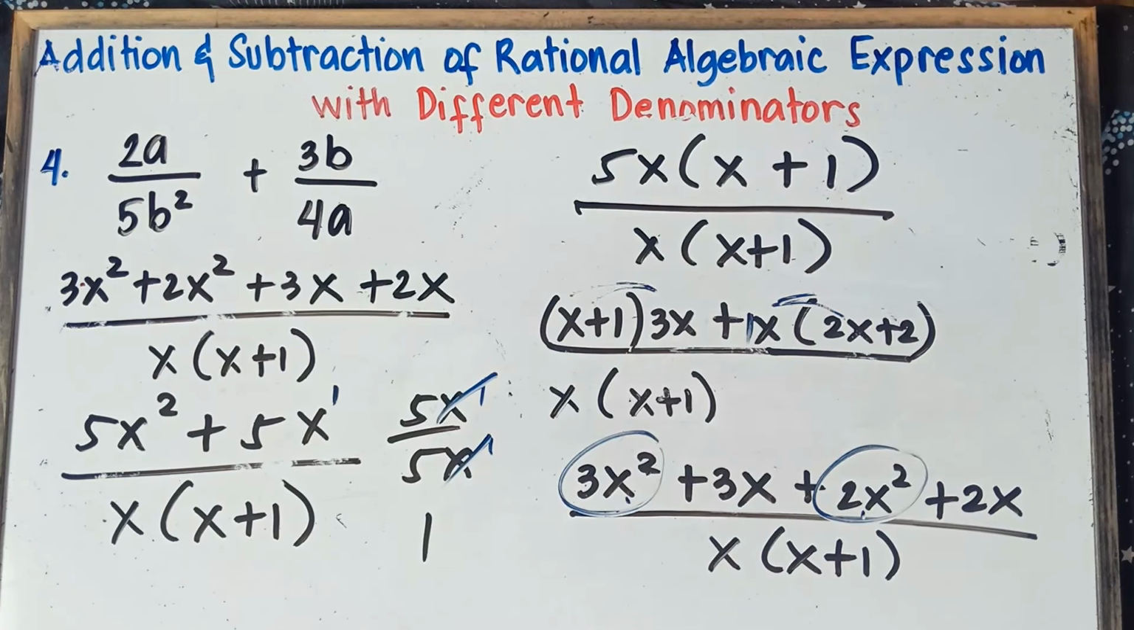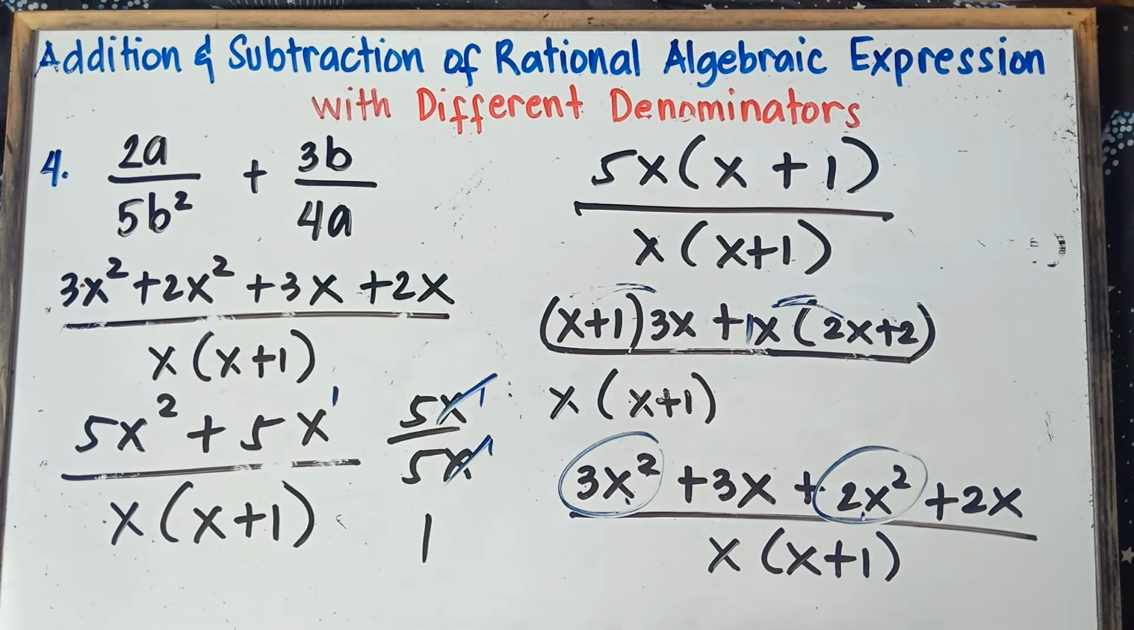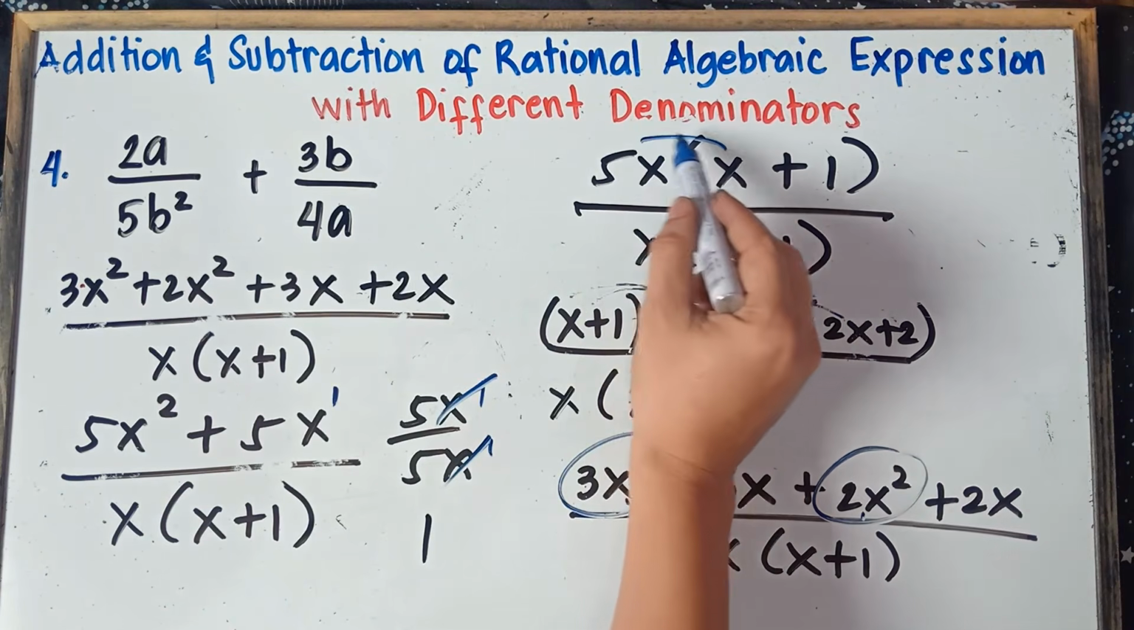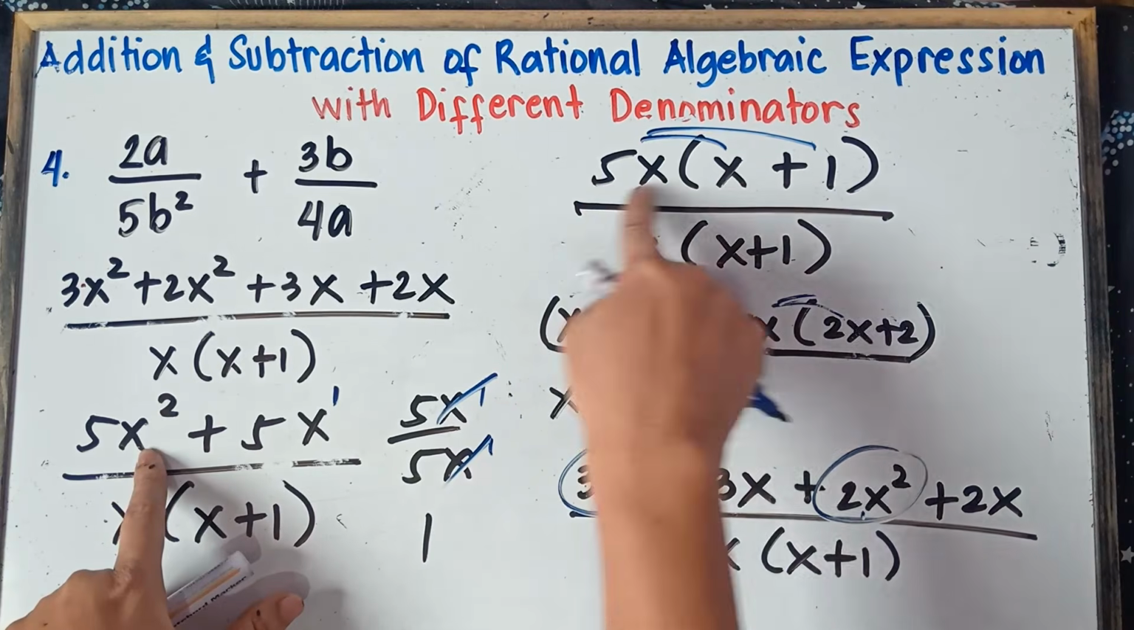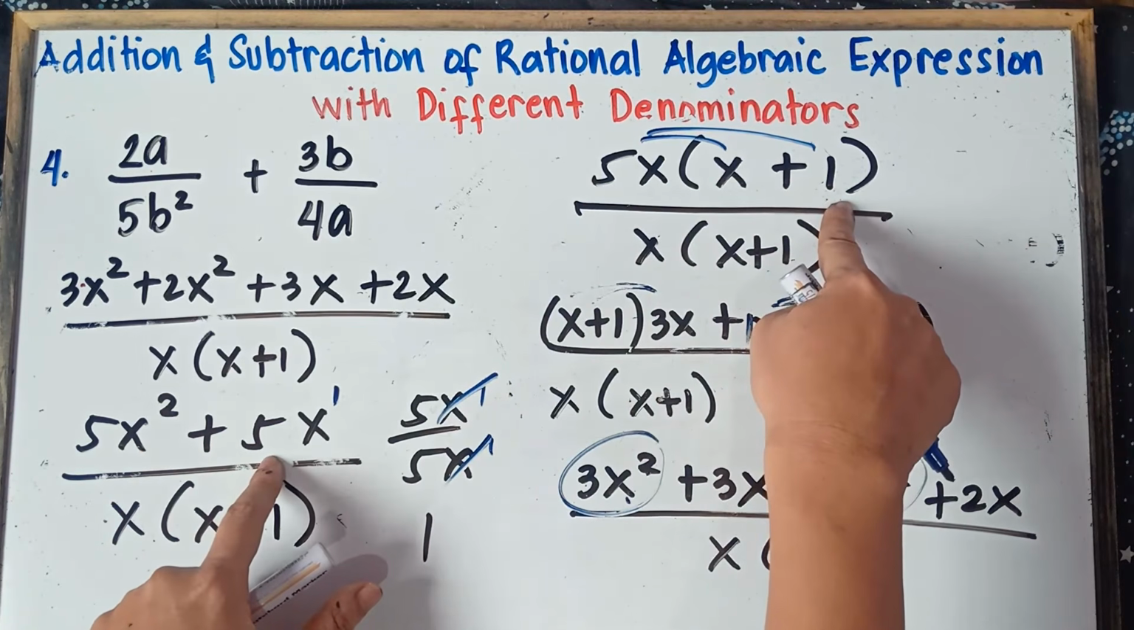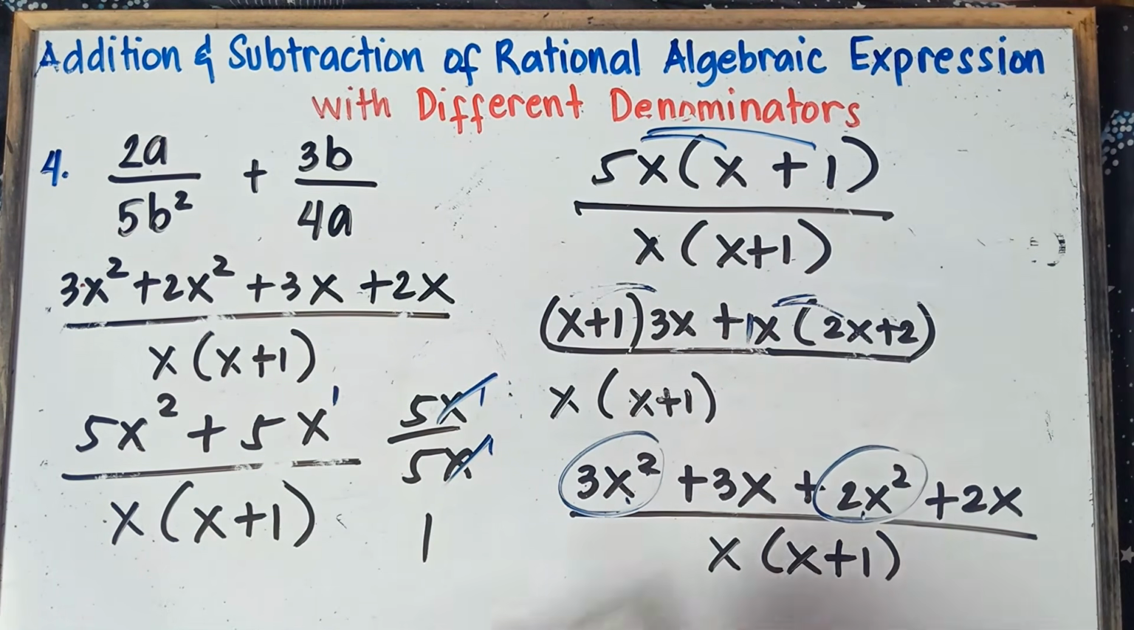Almost done, class. So once again, class, you can always double check your answer by distributive property. 5x times x, that would be 5x squared. 5x times 1, that would be positive 5x. Yup, you factor it out correctly.